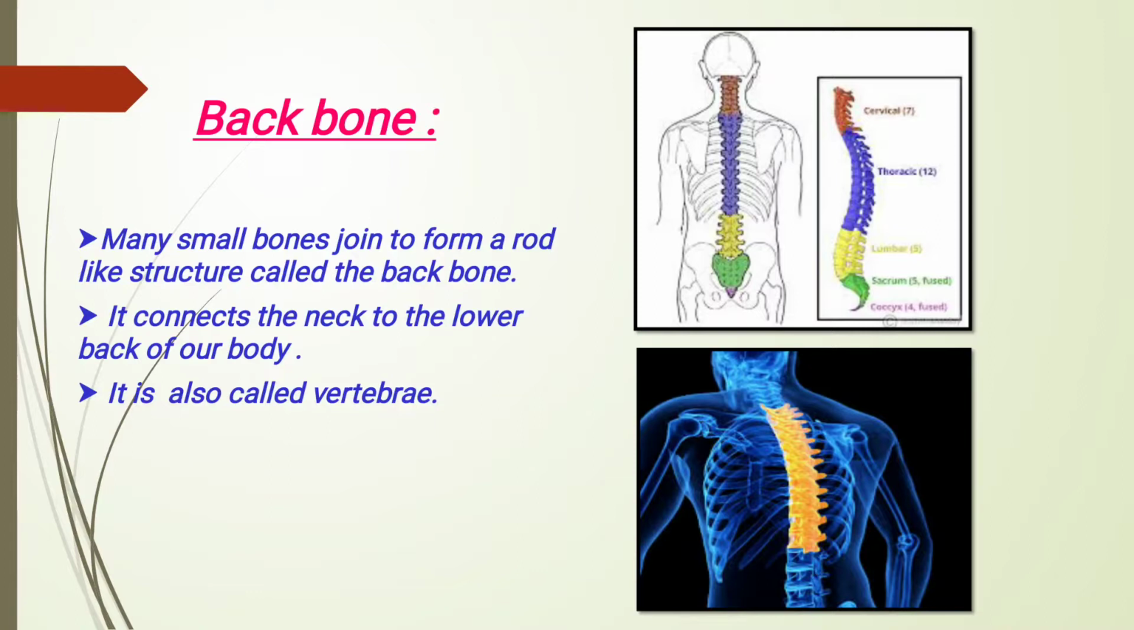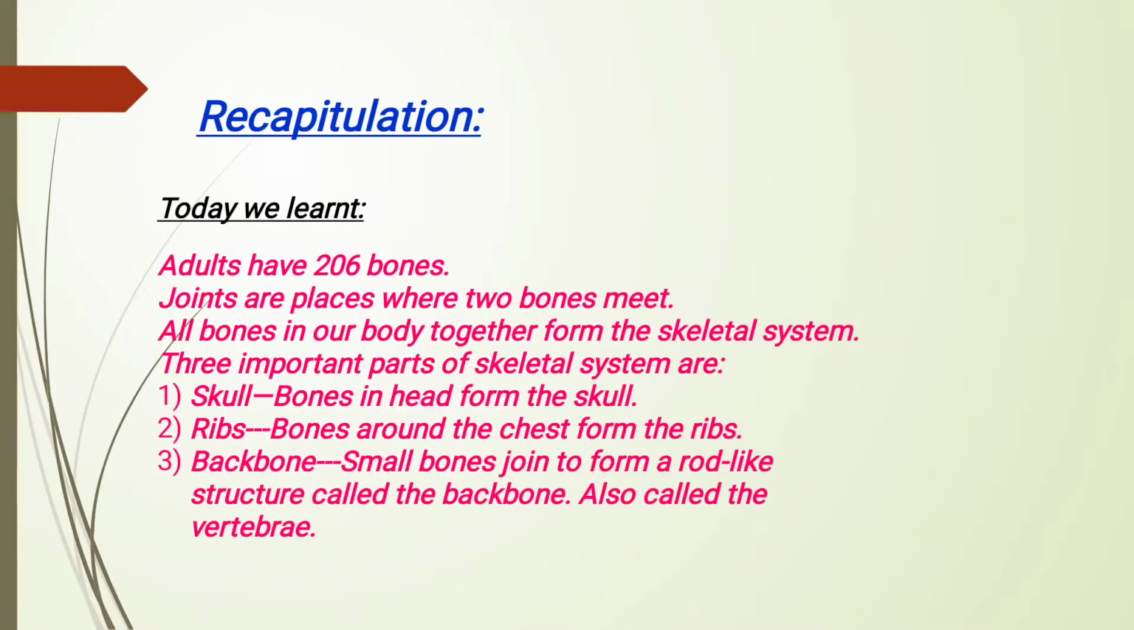So the skeletal system is made up of bones, and the three important parts of the skeletal system are the skull, the rib cage or the ribs, and the backbone or the vertebrae. So in today's class we learnt, adults have how many bones? 206 bones. Joints are places where two bones meet. For example, knee and elbow. Clear?